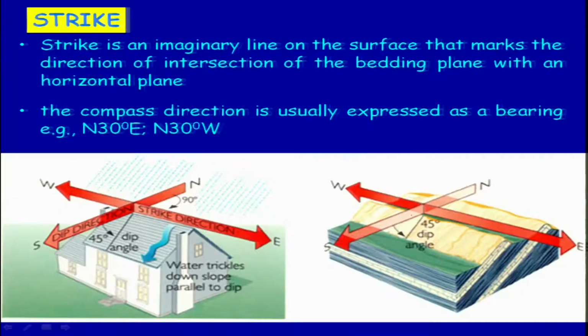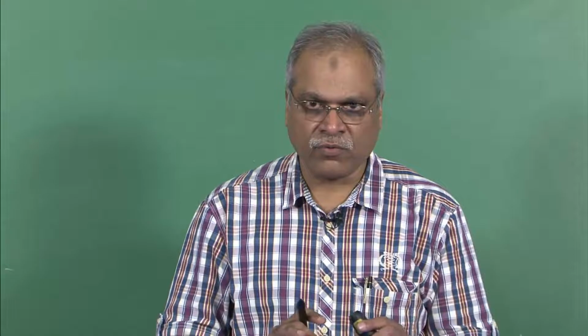So, the compass direction is usually expressed as a bearing, that is north 30 degrees east. This is an example which will tell you the strike, or maybe you can say north 30 degrees west. So, this is how strike directions you can put. Everything you will talk about with respect to north.